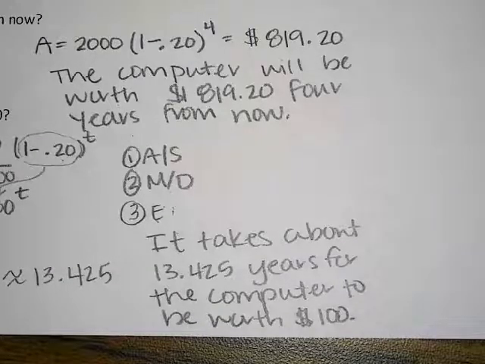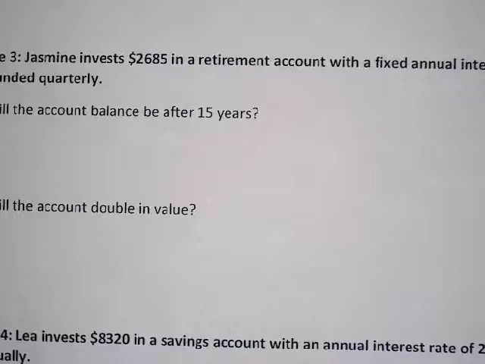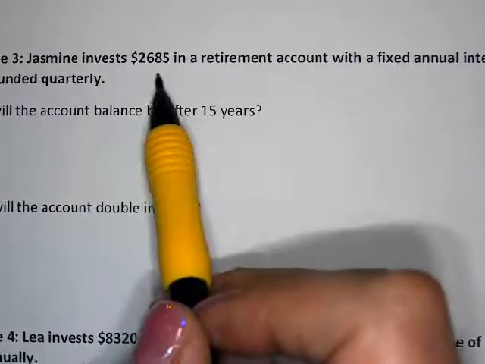All right. Jasmine invests $2,685 into a retirement account with a fixed annual interest rate of 1.9% compounded quarterly.